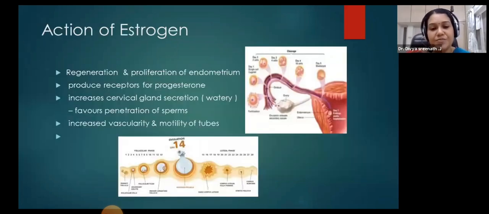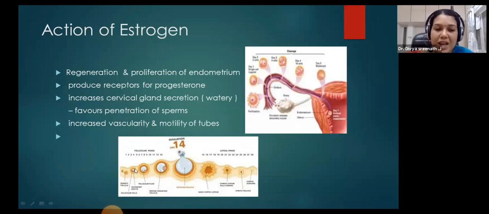So the main action of estrogen is the proliferation of the endometrium. During menstruation, the functional layer of the endometrium is shed. So the main function of estrogen is to promote the regeneration of the endometrium, and it also causes proliferation of the endometrium. Also, during the development of the follicle, that is, from the primordial follicle to primary, secondary, tertiary and Graafian follicle, there will be production of estrogen hormone.